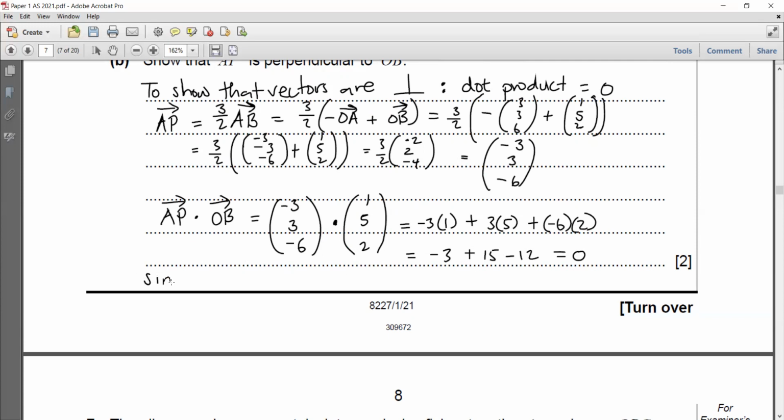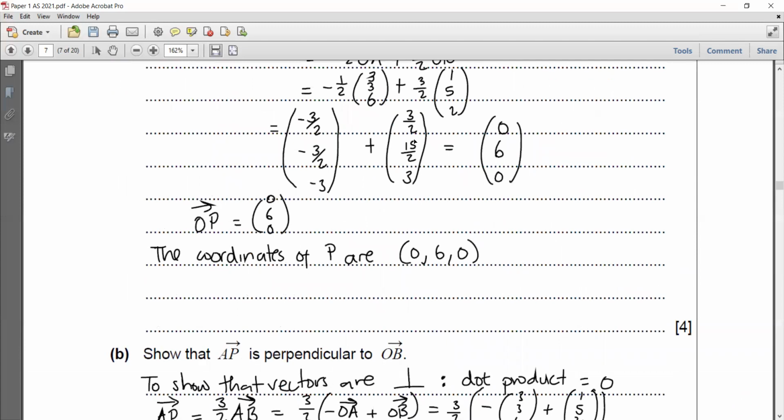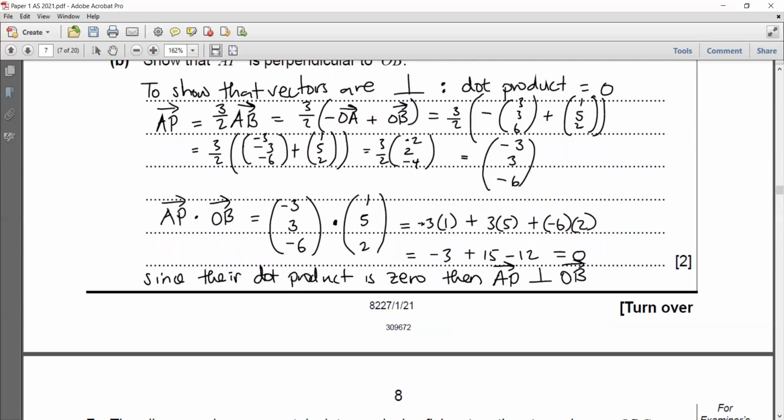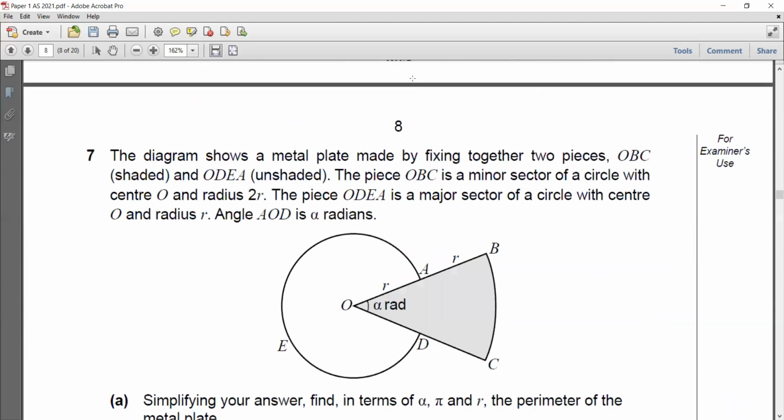Then we can say that since their dot product is 0, AP is perpendicular to OB. Okay, that is how you would solve that one. So it might have been a good idea to solve for AP in the first question, which carries more marks than the second one, but in the end, it doesn't really matter. It wasn't too much work that we were doing.